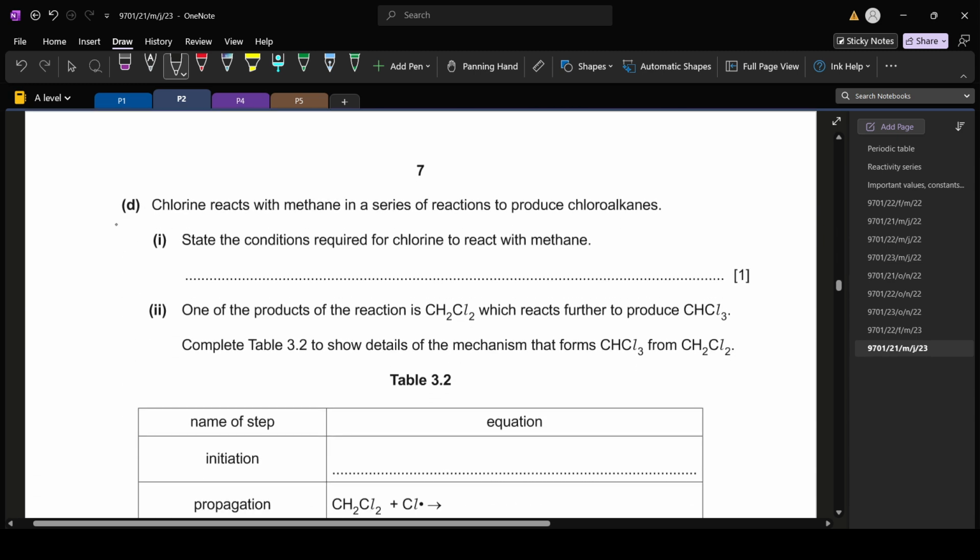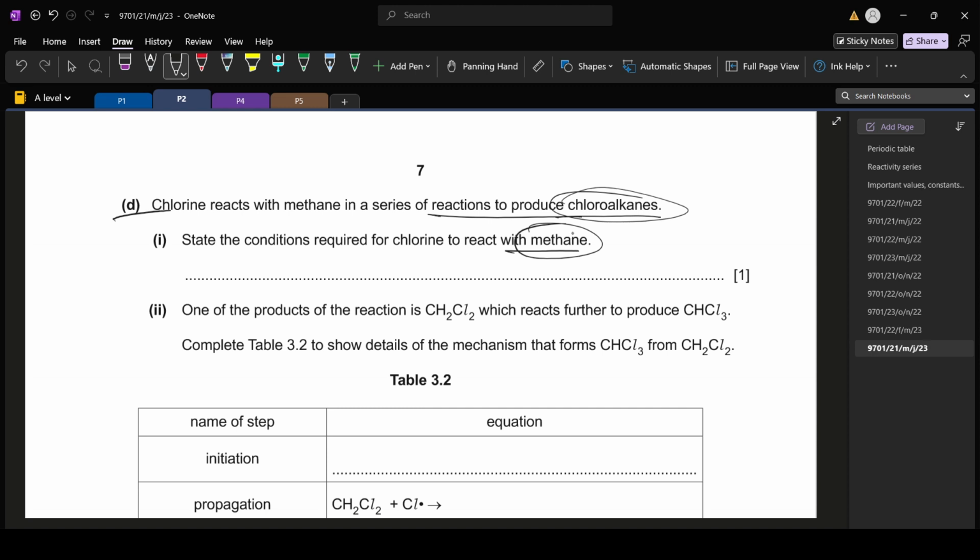Okay. Part D. Chlorine reacts with methane in a series of reactions to produce chloroalkanes. State the conditions required for chlorine to react with methane. So UV light is required. UV light, or ultraviolet light.